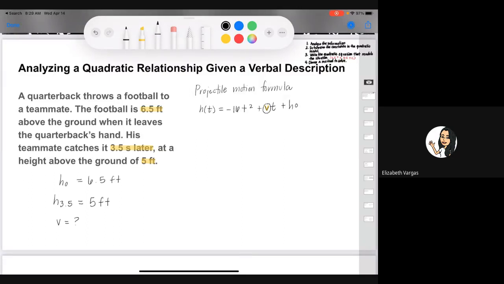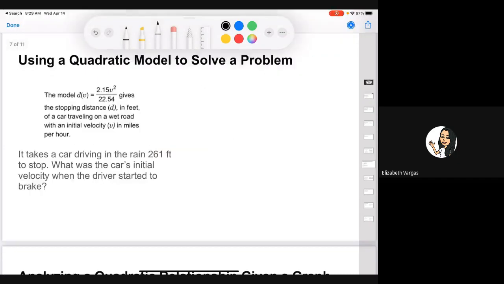Okay, so how are we going to do that? Well, basically, we're going to take this equation and plug in the information that we know. More specifically, I'm going to use this information and plug that in. So basically, my height after 3.5 seconds is 5. Negative 16, my time is 3.5, and I'm looking for my v. My time again is 3.5, and my h0, my initial height, is 6.5.